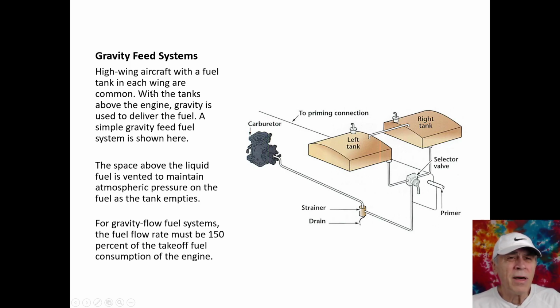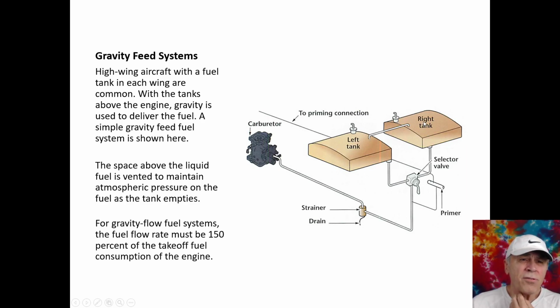These are common in the high-wing aircraft with a fuel tank in each wing. Our Cessna 150s, you'll see, are this way. The space above the liquid fuel is vented. You can see the two little vents. That maintains the atmospheric pressure on the fuel as the tank empties. You don't want those clogged up, otherwise the fuel will not flow.